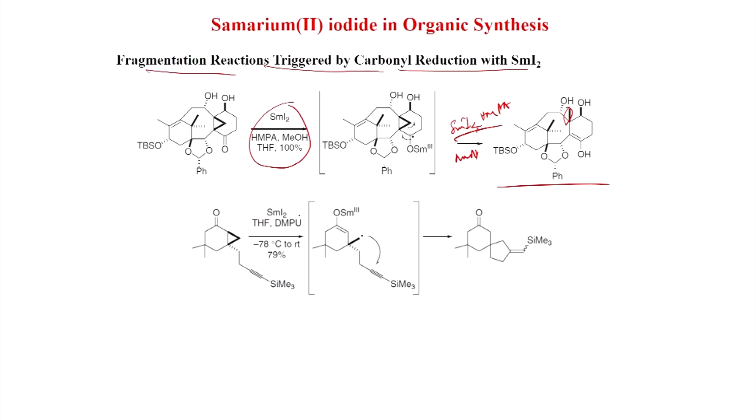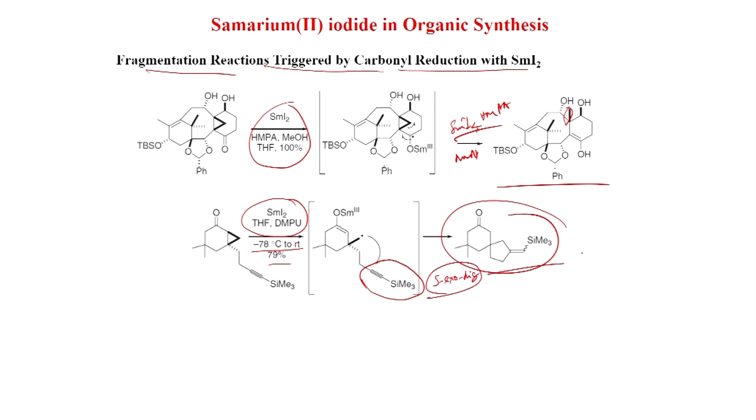Also here, samarium iodide, THF, DMPU, minus 78 degrees centigrade to room temperature, you get 79% yield of this product. Similarly, this radical anion will make the enolate, and this radical will form, and that radical will react with this triple bond, because it is nicely fitted, 5-exo-dig will happen and you get an exocyclic olefin here.